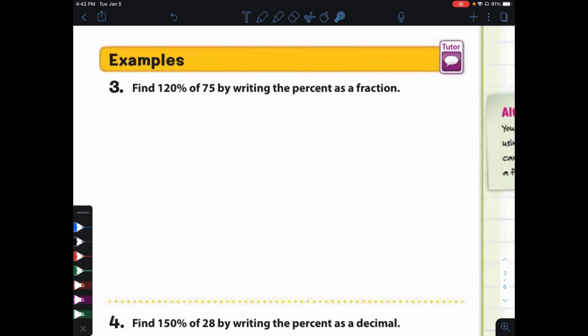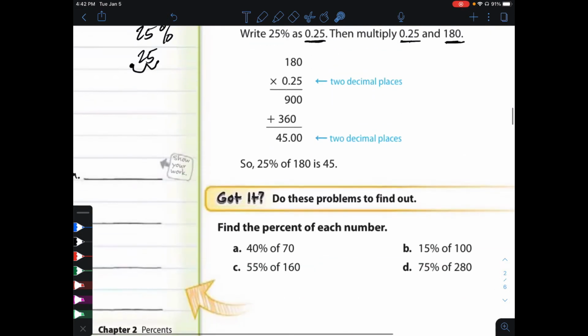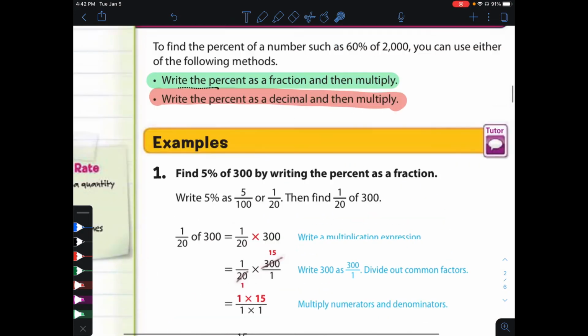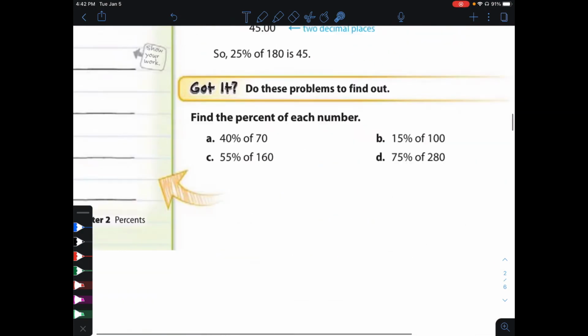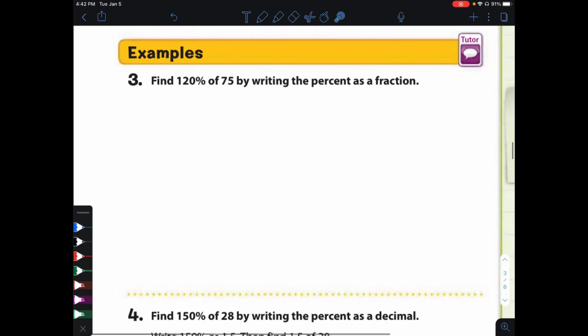Find 120% of 75 by writing the percent as a fraction. So first we are going to use method number 1. Okay, we want to write the percent as a fraction, and that's what it's asking us to do. So write 120% as 120 over 100. Okay, that's the improper fraction. Simplest form is 6 over 5. Then we want to find 6 over 5 of 75. Remember, of is always translated into multiplication.